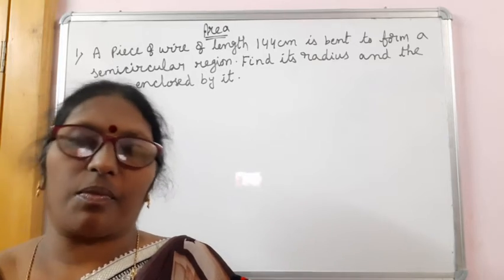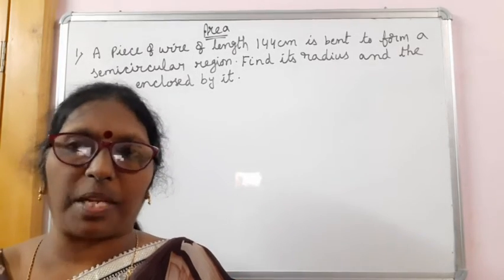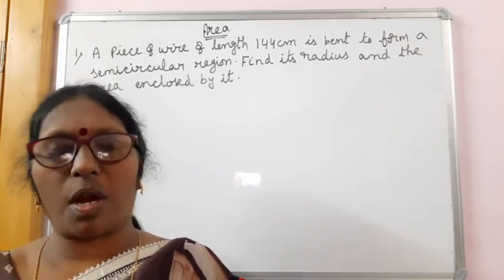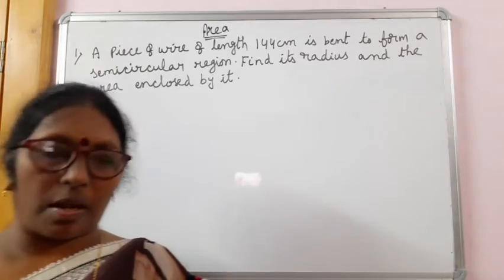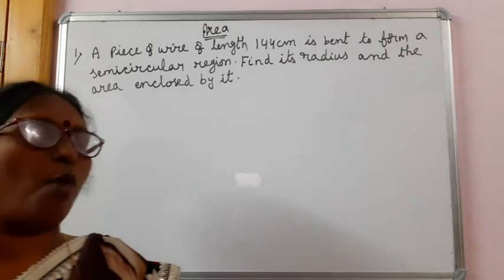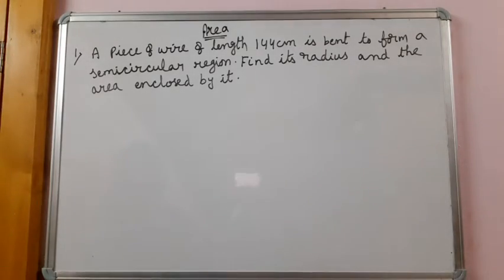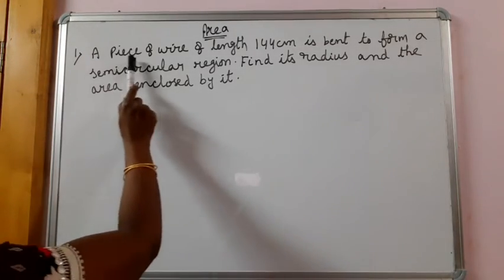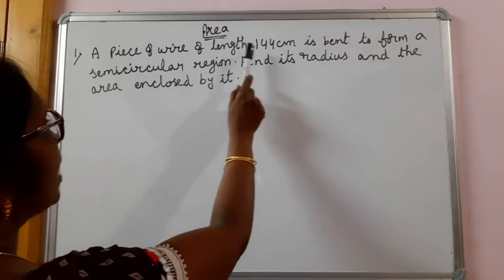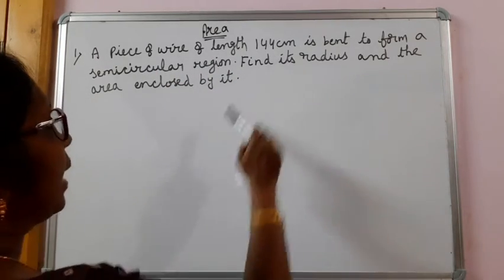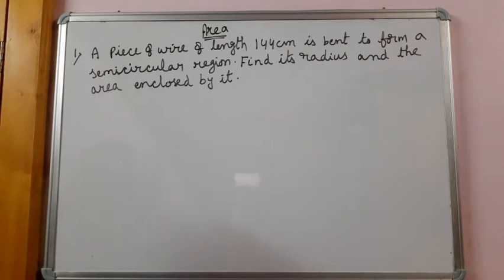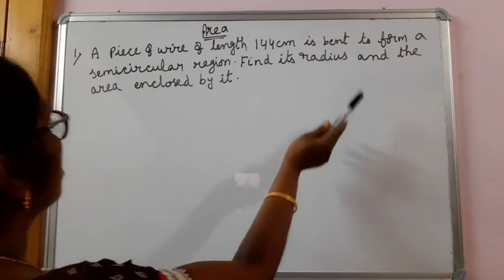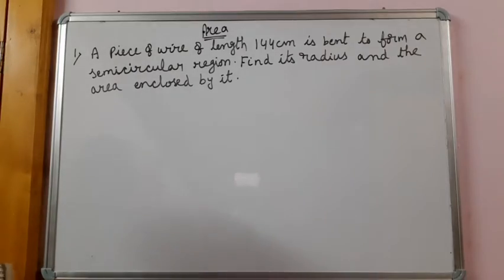Today let us have a problem based on chapter area. Already you have learned a few problems. Today let us do one more problem, a very interesting one. The question is, a piece of wire of length 144 cm is bent to form a semicircular region. Find its radius and the area enclosed by it.